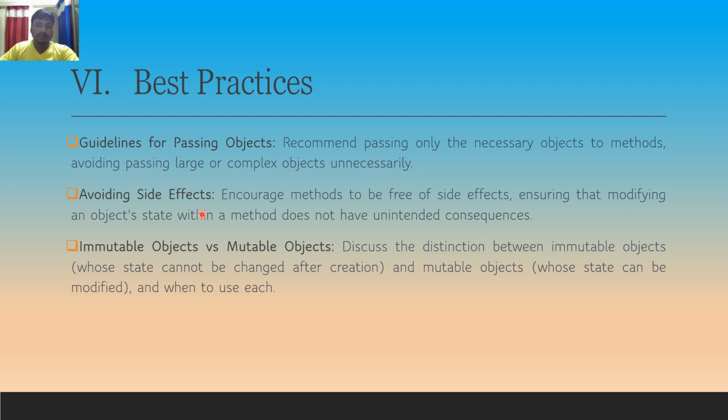Second, avoiding side effects. Encourage methods to be free of side effects, ensuring that modifying an object's state within a method does not have unintended consequences. Immutable objects versus mutable objects. Discuss the distinction between immutable objects, whose state cannot be changed after creation, and mutable objects, whose state can be modified, and when to use each. Next slide.